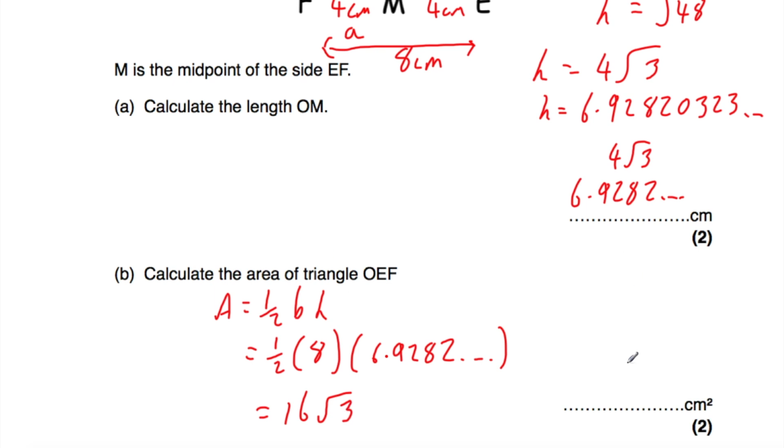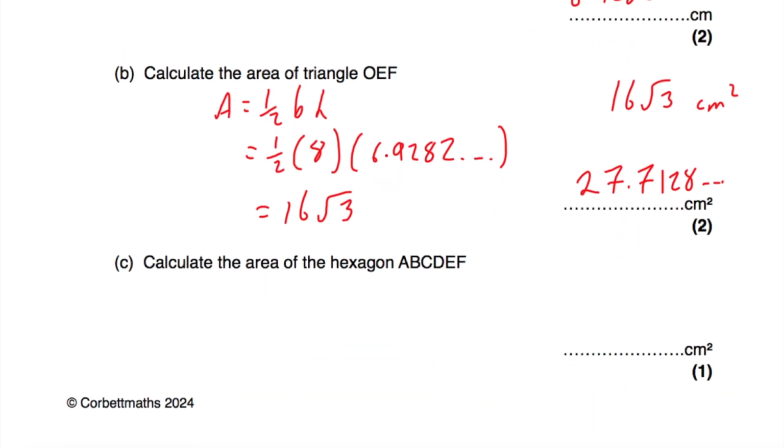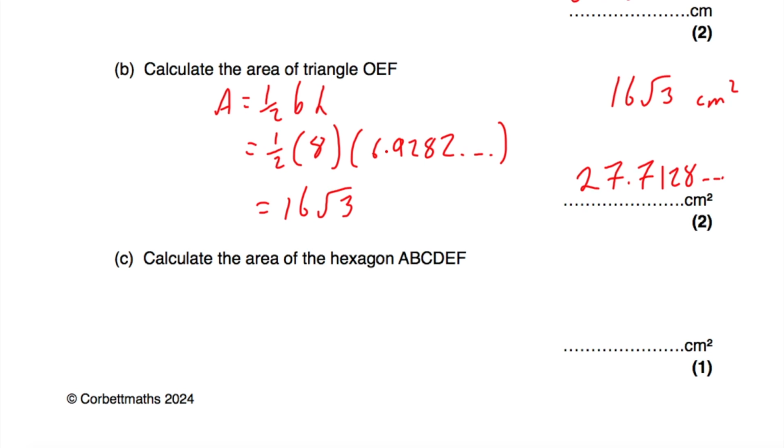So the area of the triangle is 16 root 3 centimeters squared, or as a decimal number, 27.7128 and so on centimeters squared. Okay, and then part C. Part C says calculate the area of hexagon ABCDEF.